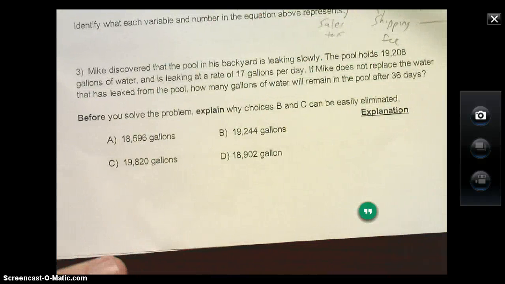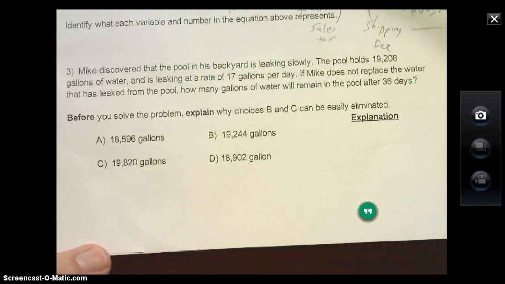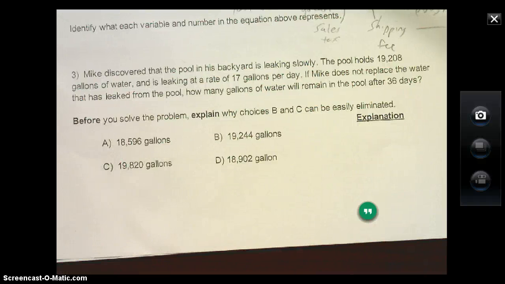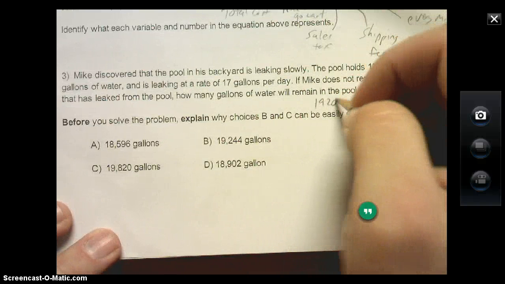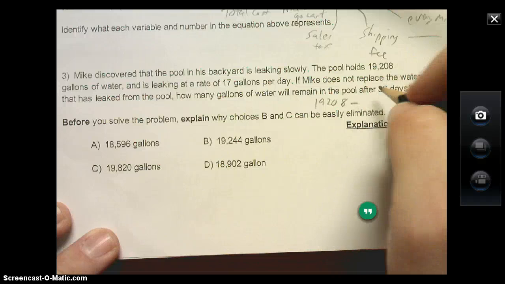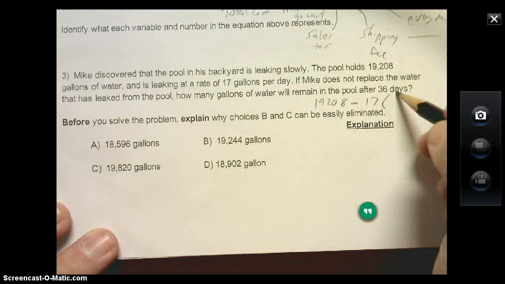Number 3. Mike discovered that the pool in his backyard is leaking slowly. If the pool holds 19,208 gallons of water and is leaking at a rate of 17 gallons per day, and Mike does not replace the water that has leaked from the pool, how many gallons of water will remain in the pool after 36 days? Here's 19,208. Every day he loses 17 gallons, and you're trying to figure out 36 days.